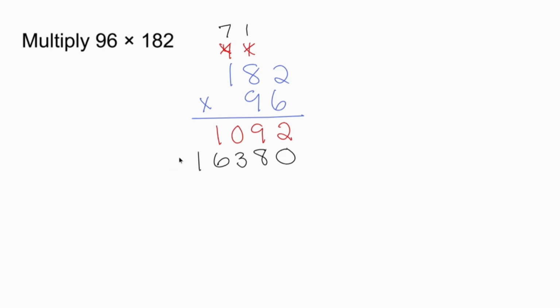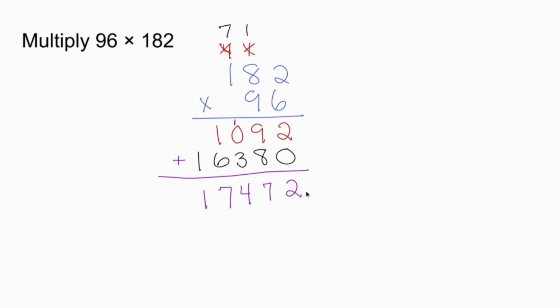Now what we do is we add those rows. 2 plus 0 is 2. 9 plus 8 is 17. Write out your 7, carry over your 1. 1 plus 0 is 1. 1 plus 3 is 4. 1 plus 6 is 7. And nothing plus 1 is 1.